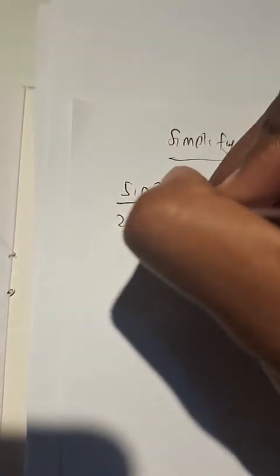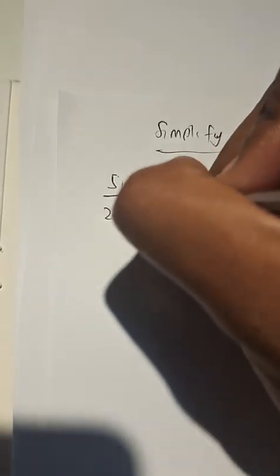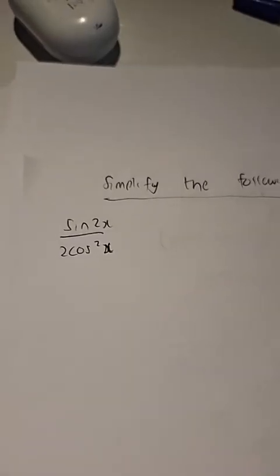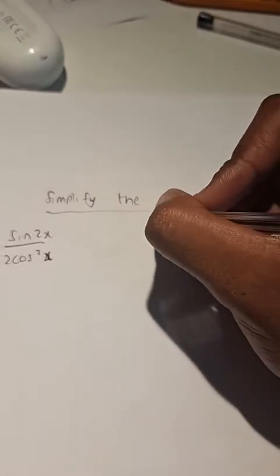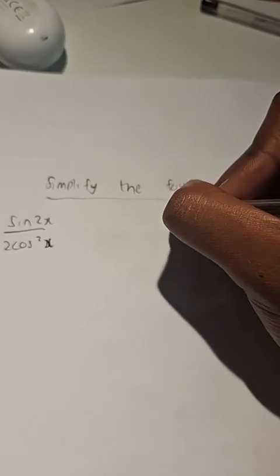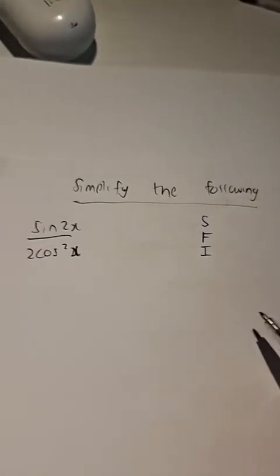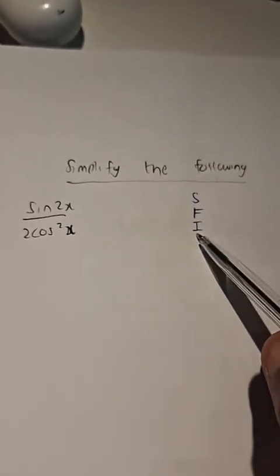Then let's look at this very quickly before I end the live. Simplify the following. Let's say we were given sine of 2x over 2 cos squared x, and we are required to simplify this. When we're simplifying, guys, we always take into consideration the following: we simplify, we factorize, we use our identities.